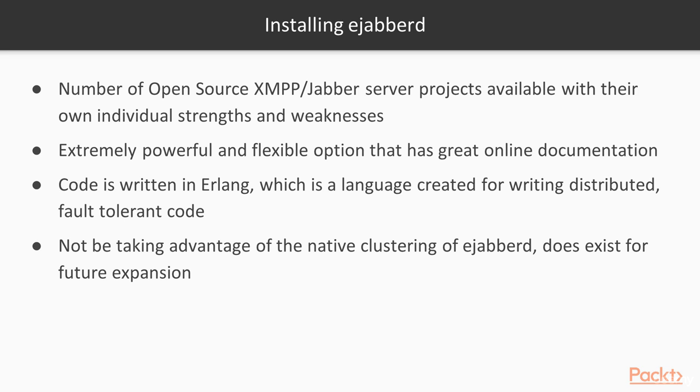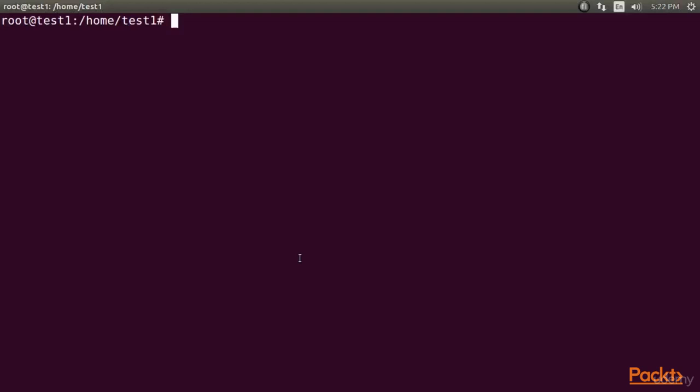The code for ejabberd is written in Erlang, which is a language created for writing distributed, fault-tolerant code. While we will not be taking advantage of the native clustering of ejabberd, it does exist for future expansion. Now let's see how to do it.